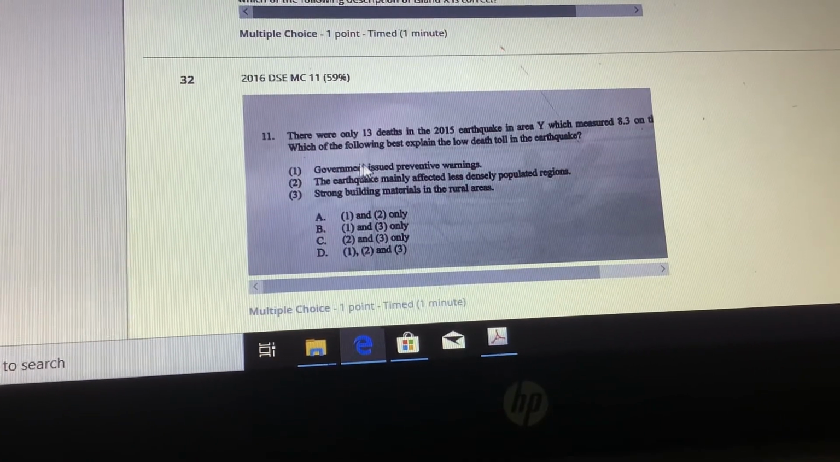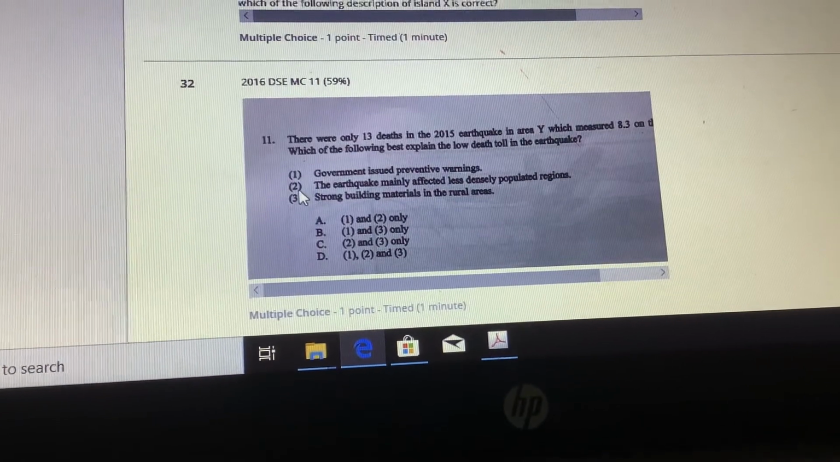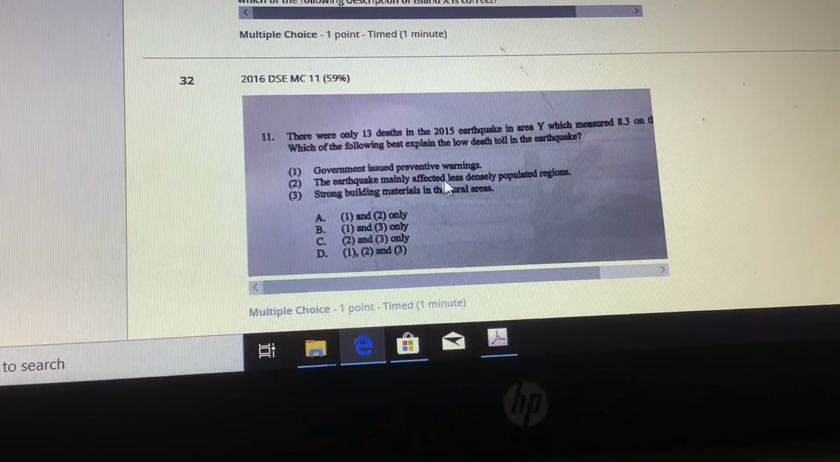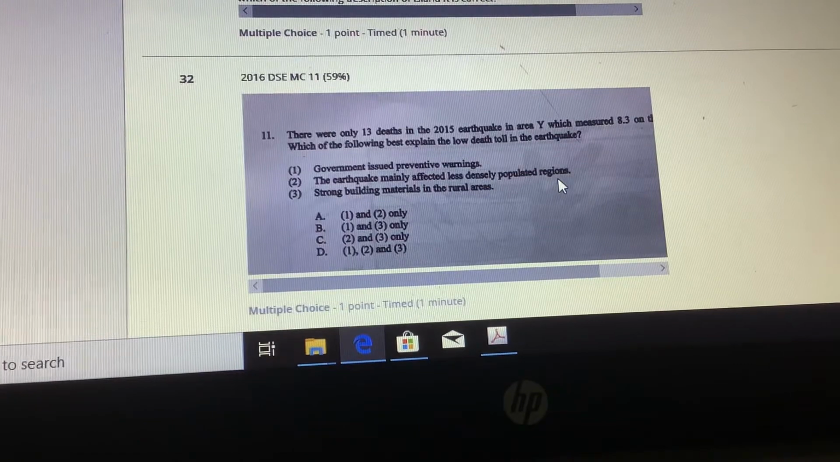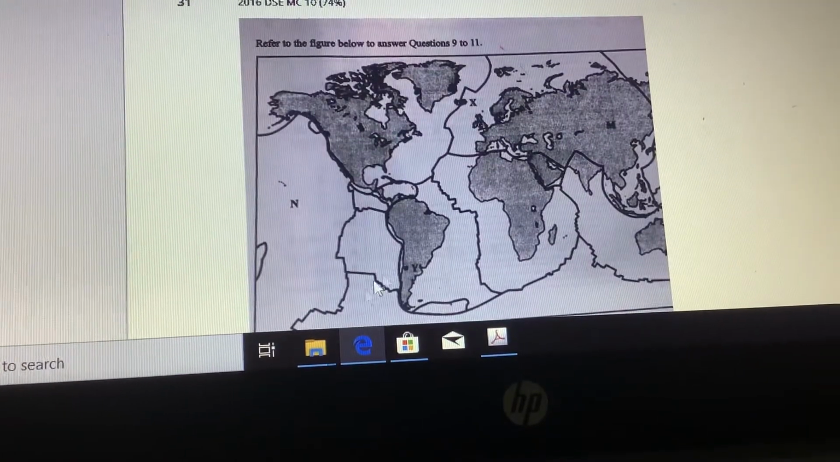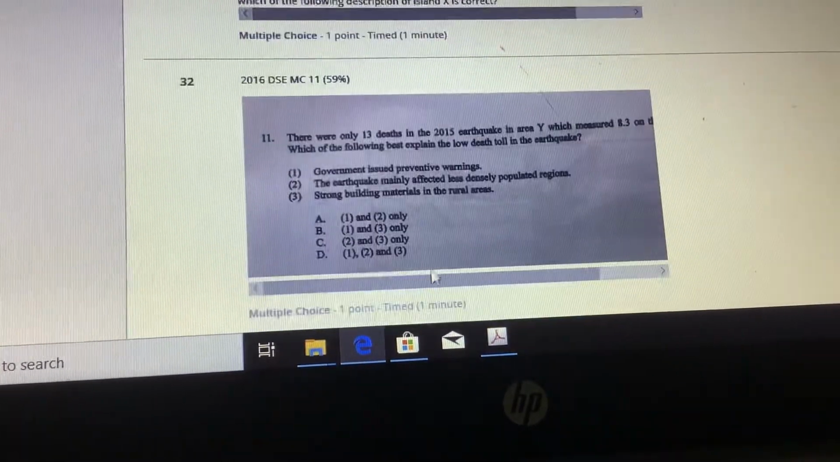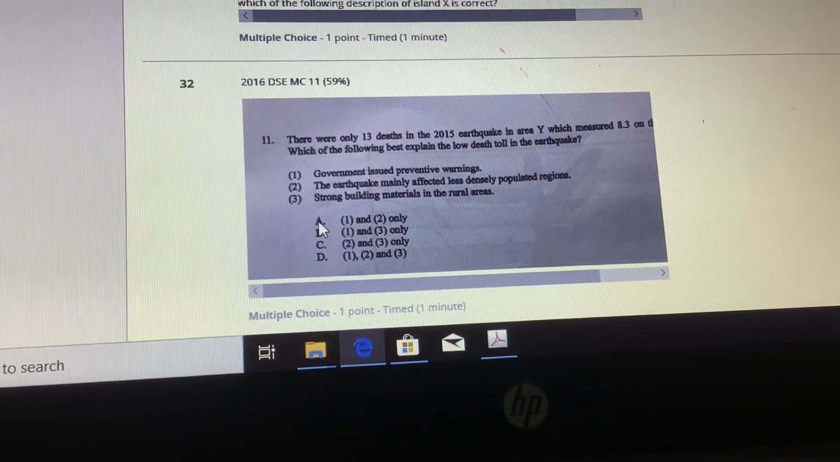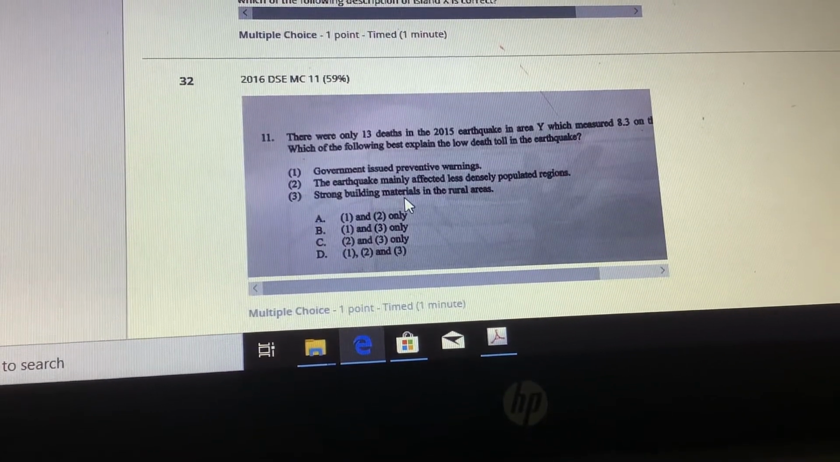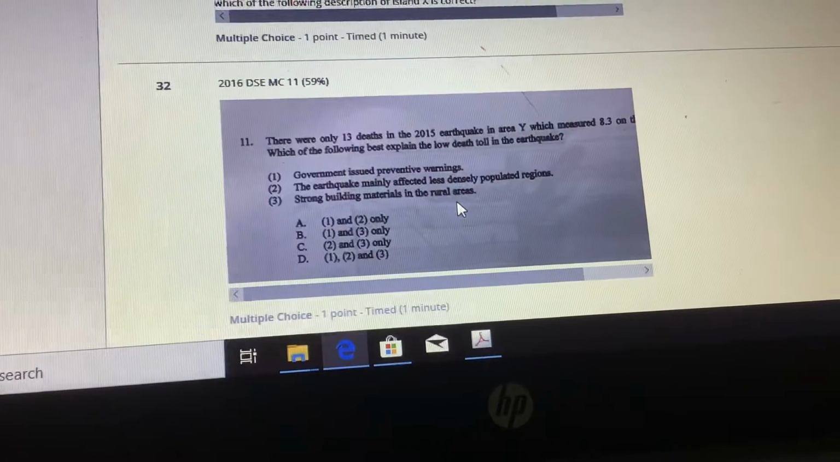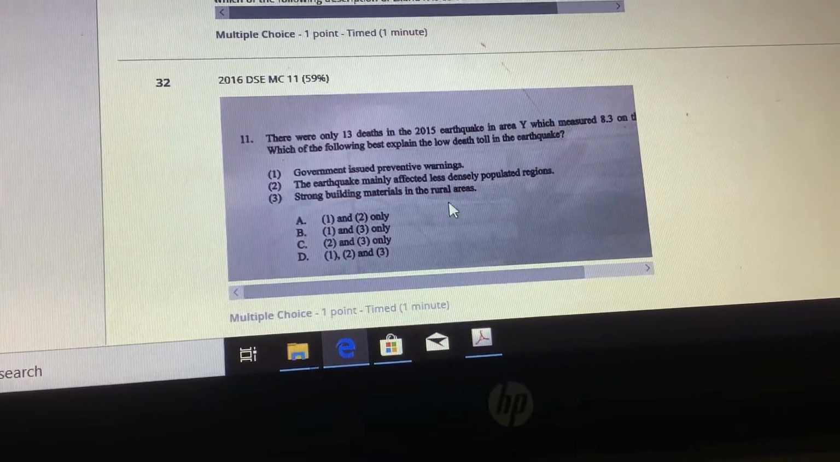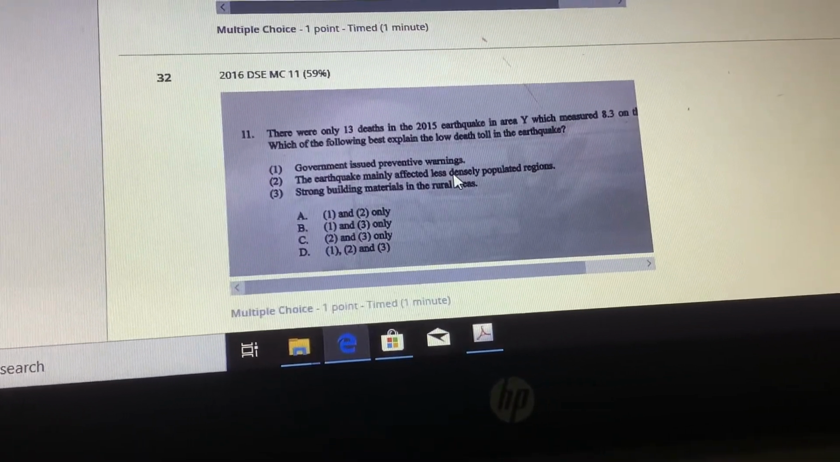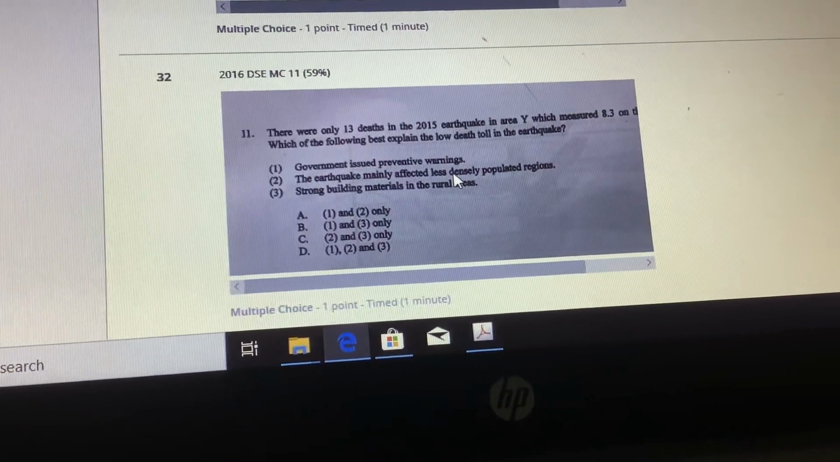Number one, wrong. That's not what an LDC would do. Number two, the earthquake mainly affected the less populated regions. Peru indeed has few people there because the Andes is right there. Okay, strong building material in the rural areas. Is it the case? Then it's time to choose the best answer, but not the right answer.